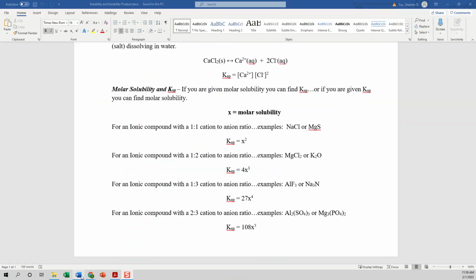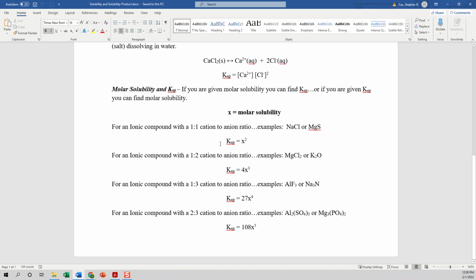All right, so last class we talked about our KSP shortcuts, right? And depending on the ratio of cation and anion, we have KSP equals x squared, KSP equals 4x cubed, KSP equals 27x to the fourth, KSP equals 108x to the fifth, right? And if we had a 1 to 4 ratio or 4 to 1, we could figure out a KSP shortcut for that if we needed to.